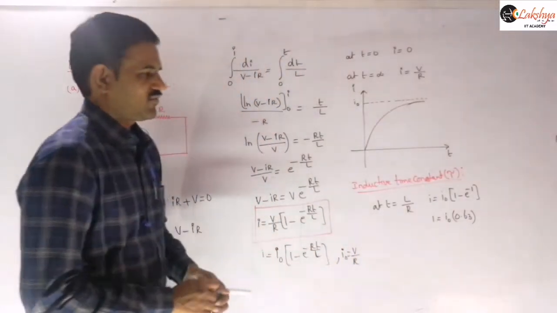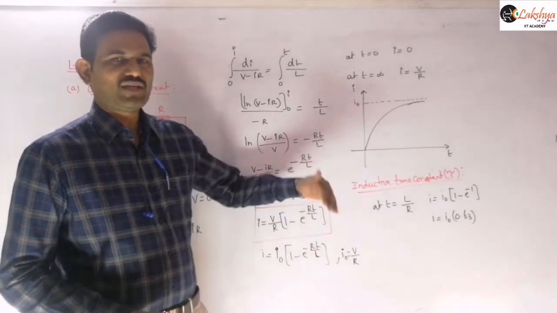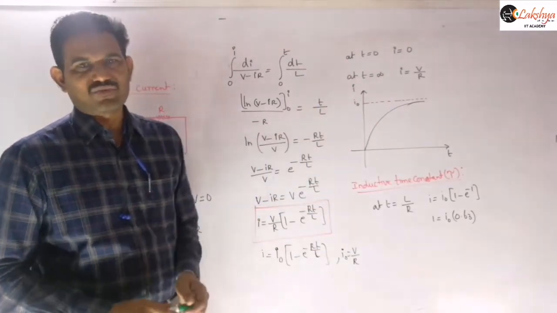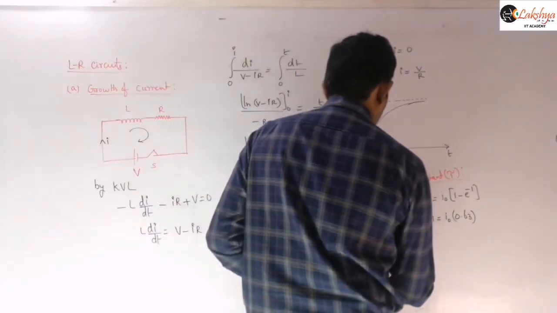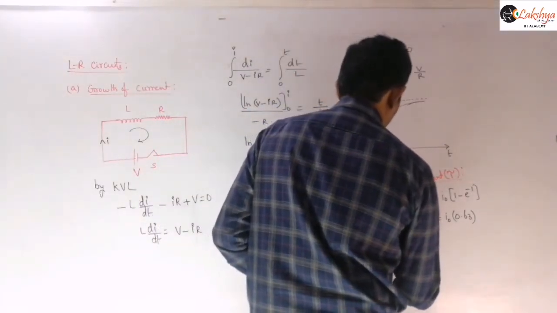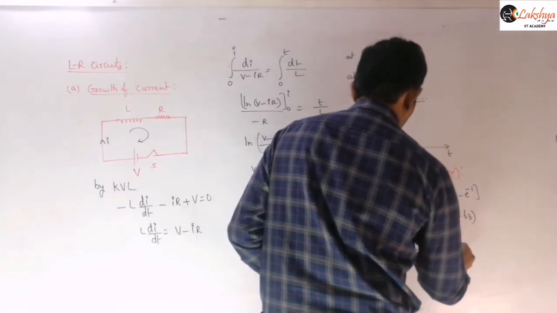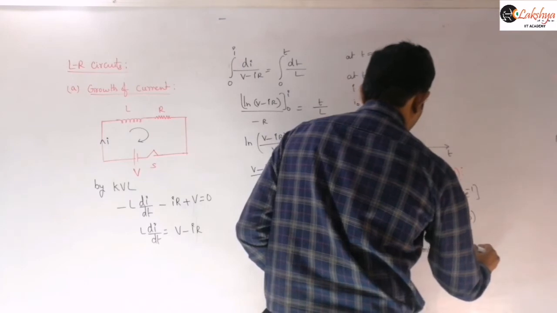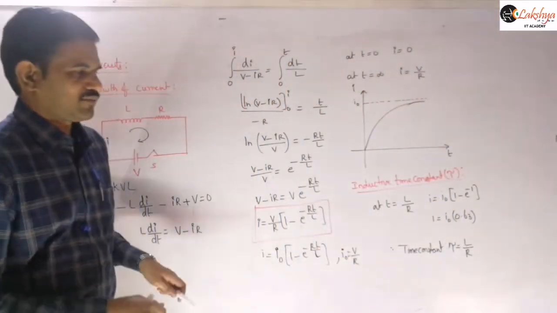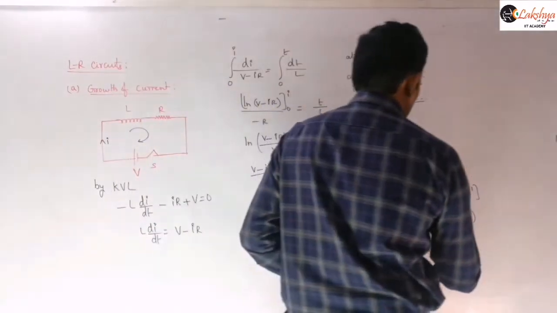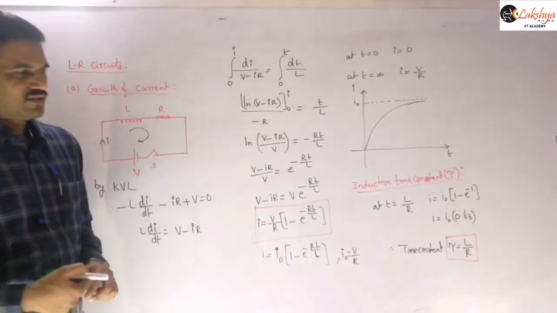So now this time constant we can define as the time taken by this current to increase its value to 63% of the maximum current. That we call the time constant. Therefore the time constant tau is equal to L by R. That L by R is what we call the time constant. You may check dimensionally also, you will get that the dimensions of L by R is seconds.